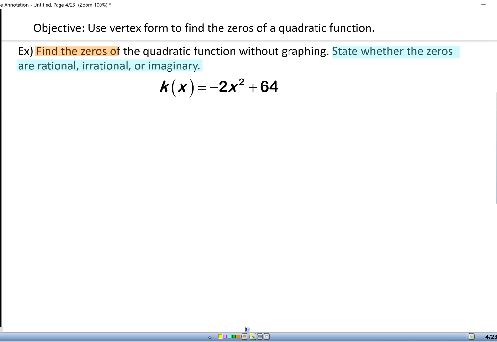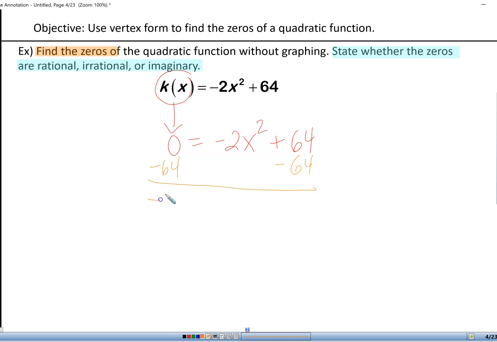So we're going to begin finding the zeros of this function. k of x is our y, so that becomes 0. And this creates our quadratic equation. And now we begin solving. Our undoing algebra says we undo the addition first. And then we would undo the multiplication, so dividing by -2.